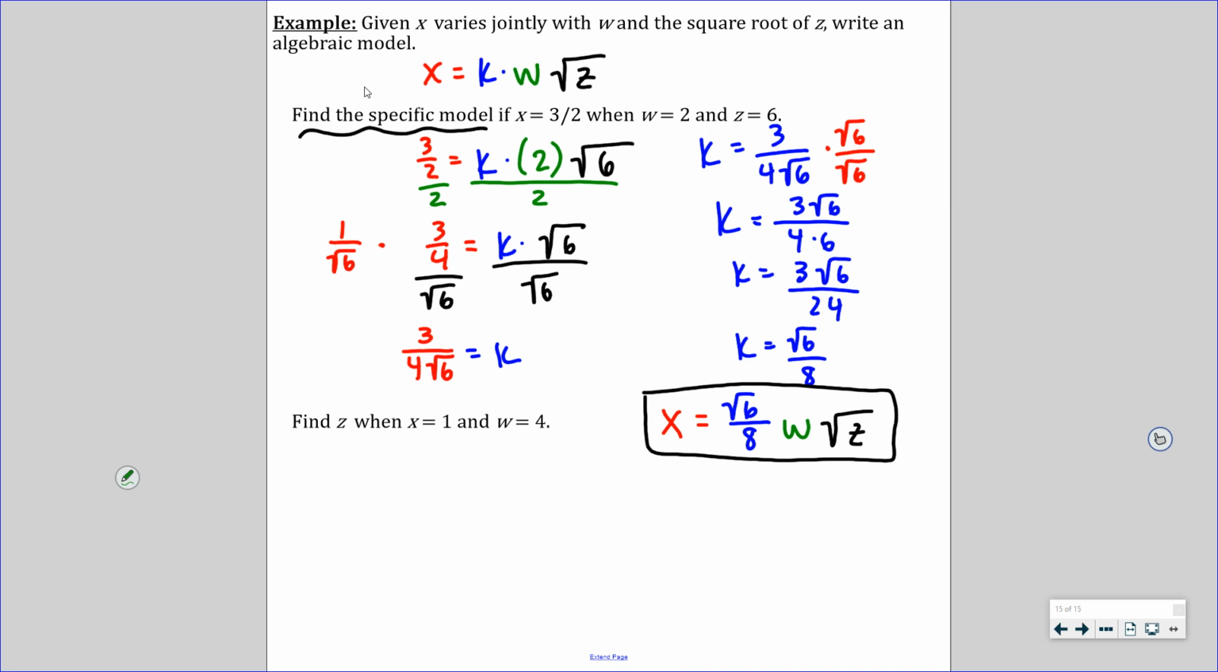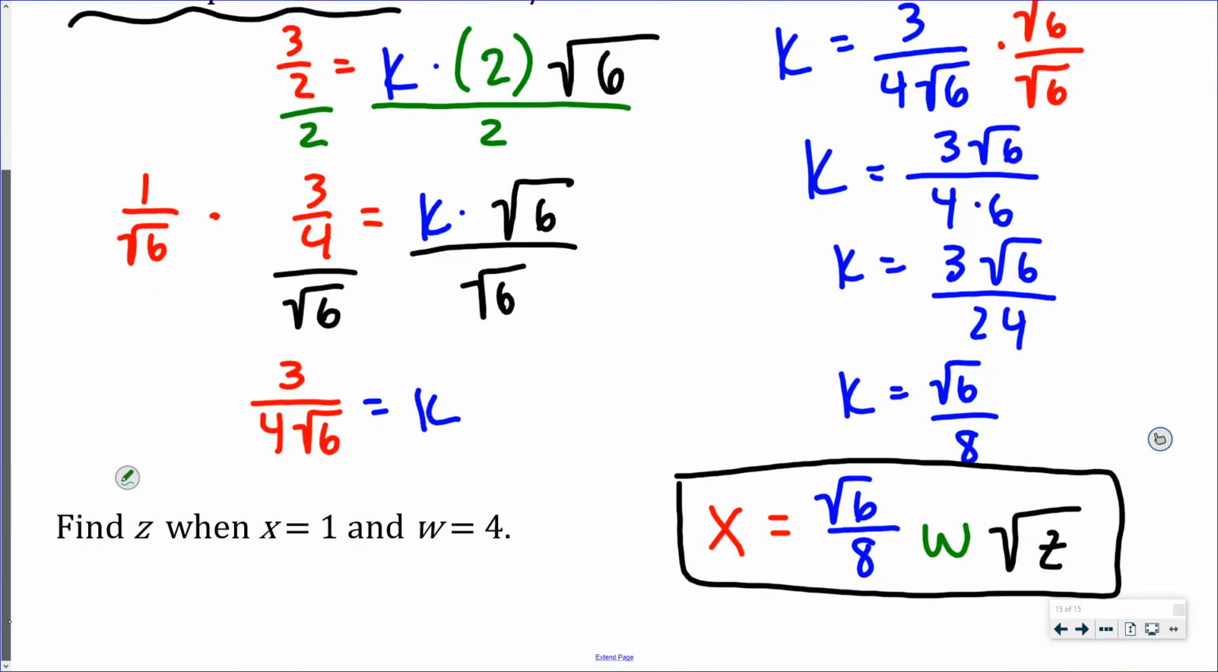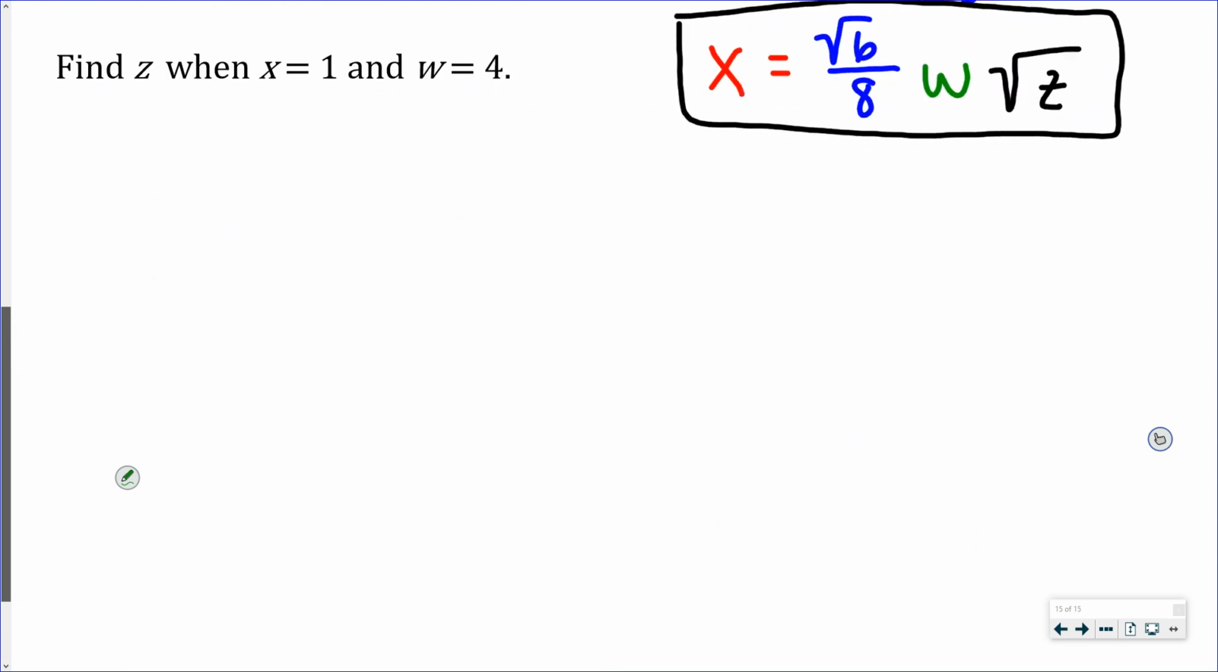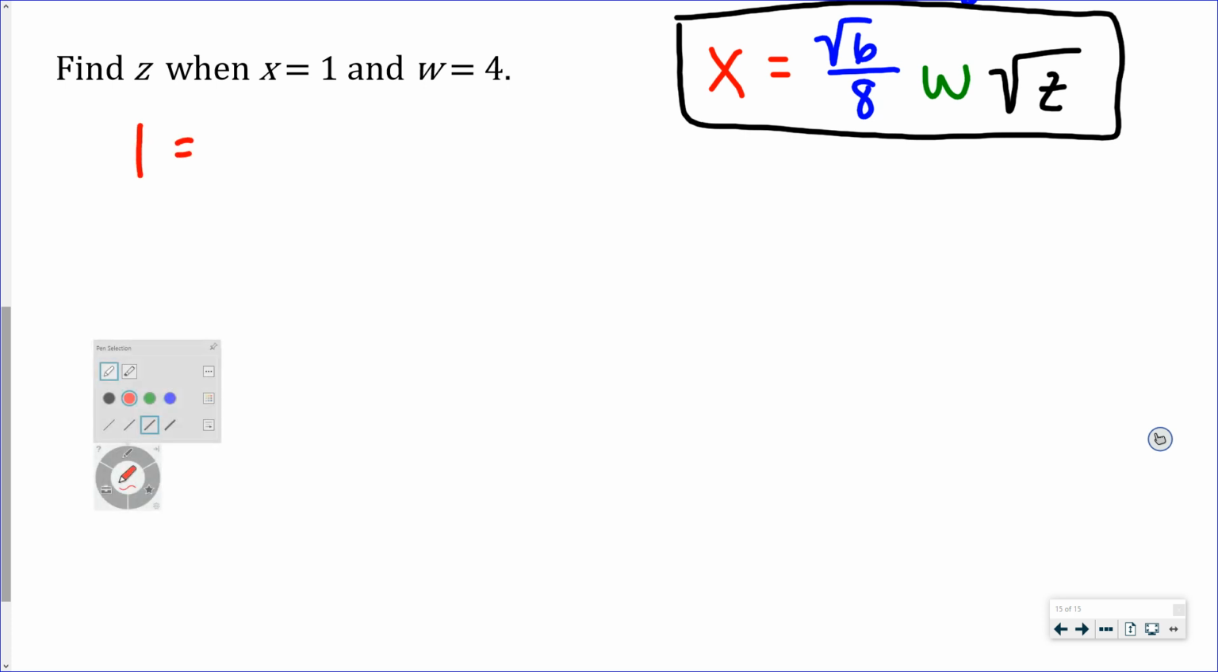All right, so then they're going to ask you a follow-up question. Now that you have your specific model, they want you to find z when x is 1 and when w is 4. So here's my specific model. When x is 1, I'm going to plug 1 in for x. When w is 4, they want us to find z.